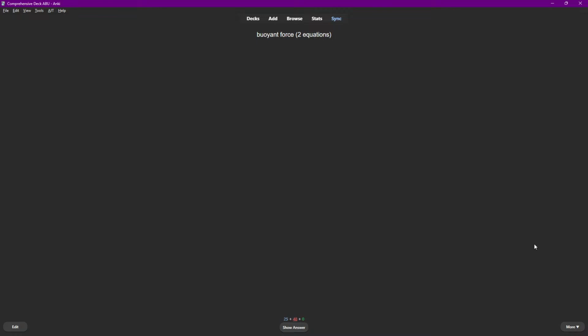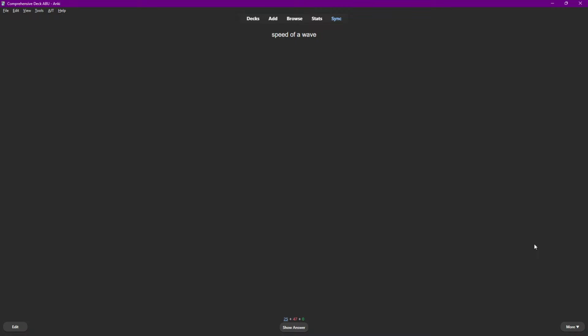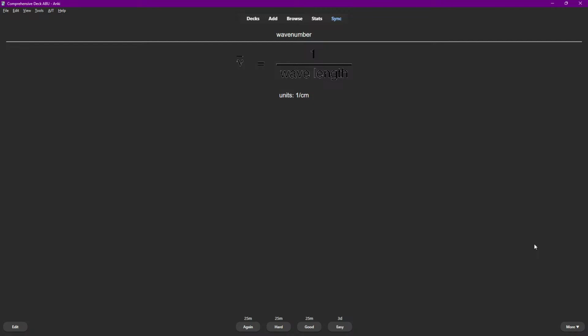Buoyant force, F of buoyant is equal to density times gravity times volume, not height. Speed of wave is equal to frequency times wavelength. Wave number, the number of waves per interval.